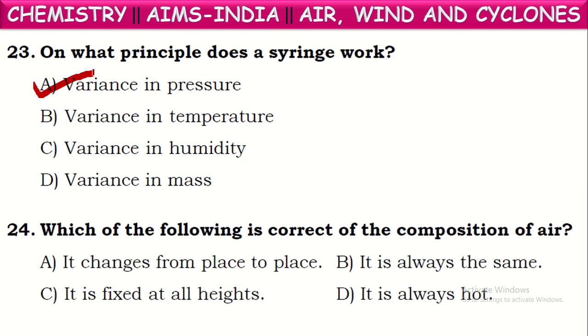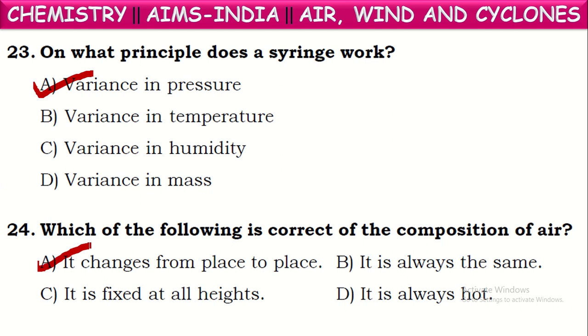Which of the following is correct about the composition of air? Is it fixed? No. As I said, air is a mixture of several gases, so its composition is not at all fixed. It may vary from place to place, time to time, altitude to altitude. Based upon all these conditions, the composition of air will be changing. It changes from place to place.